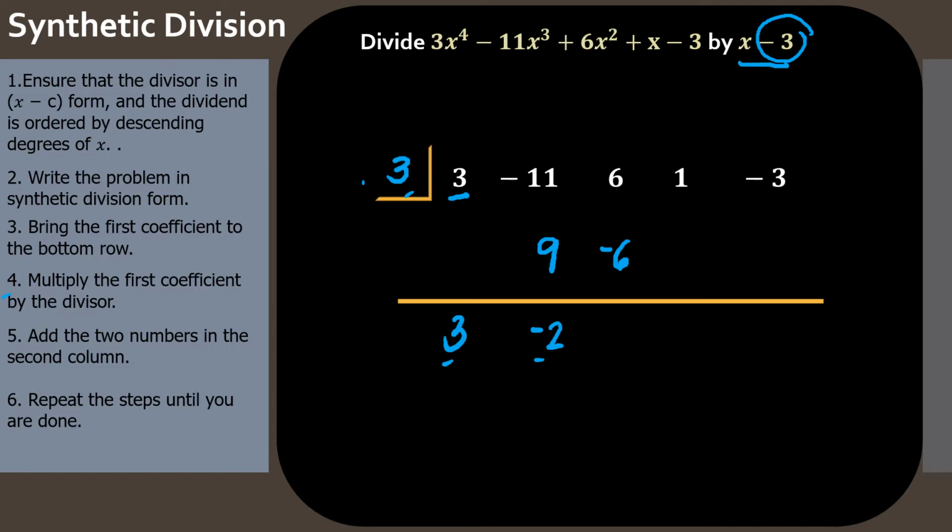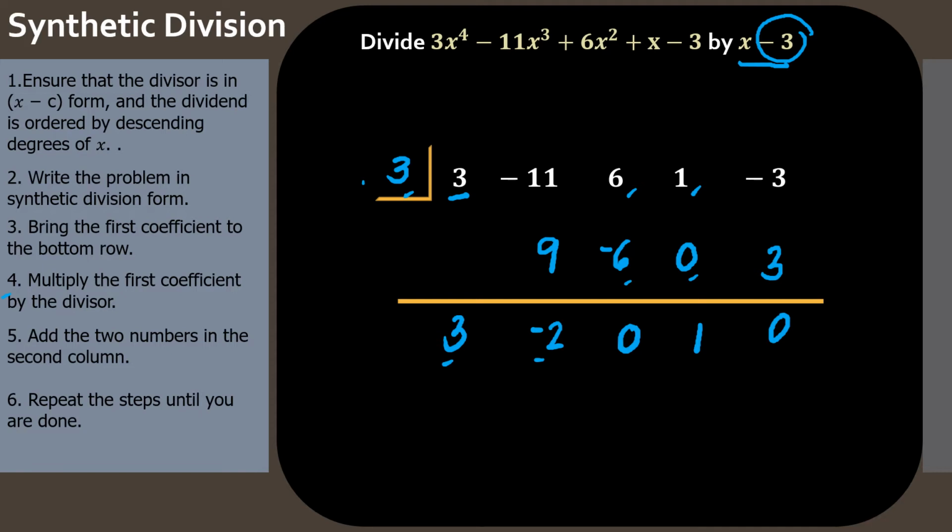Ulitin natin yung procedure, i-add natin yung nasa column na ito. Positive 6 plus negative 6 is equal to 0. And then, balik pa rin tayo sa dati. 0 times positive 3 is equal to 0 and 1 plus 0 is equal to 1. 1 times positive 3 is equal to positive 3 and negative 3 plus positive 3 is equal to 0.